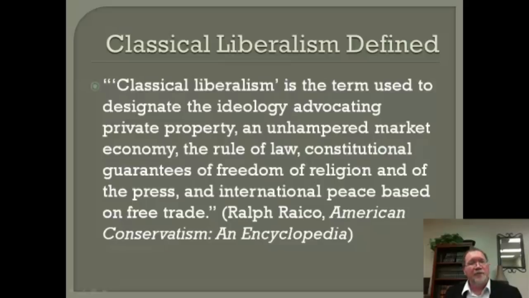The rule of law, again, there's an opposition to arbitrary power there. Constitutional guarantees of freedom of religion and of the press. As you see, a lot of this is sounding very much like Thomas Jefferson's thought, like we were just talking about on the previous slide. And then finally, international peace. All right, so as we'll see, this is a set of ideas that is sort of in its early stages in the Whig movement in England in the 17th and 18th centuries, and then is developed further into a more articulate and coherent political philosophy in the 19th century.